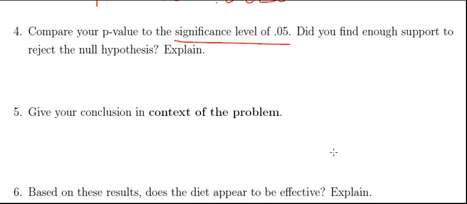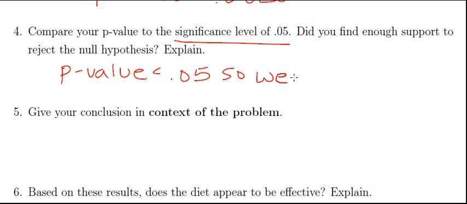And I guess that's all that's asked for there. So p-value less than 0.05. So we reject H naught. Okay.